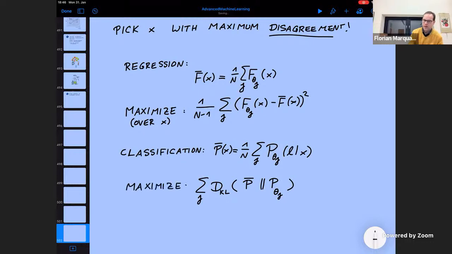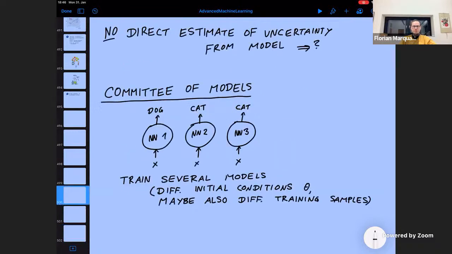And there would be many other ways to check these things. Okay, so that's a committee of models, also very popular. So all of that was still uncertainty sampling, which is somehow the simplest method. But of course, it's very heuristic.